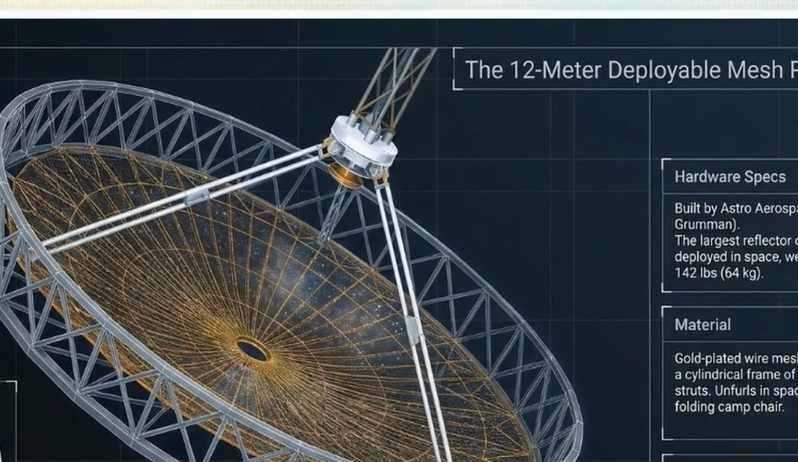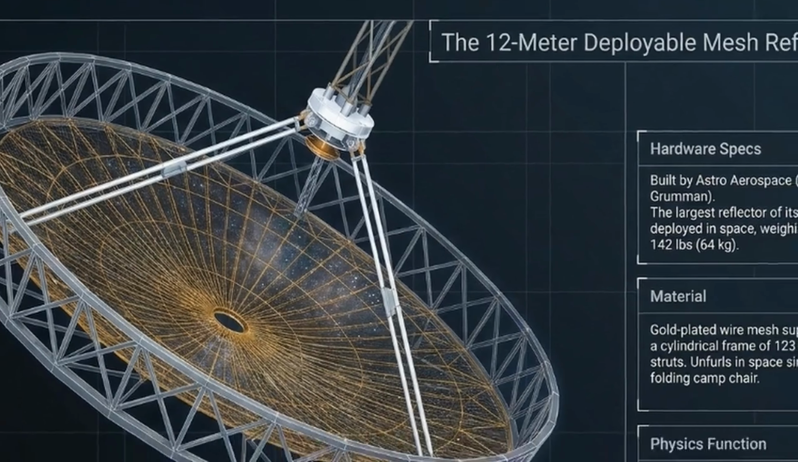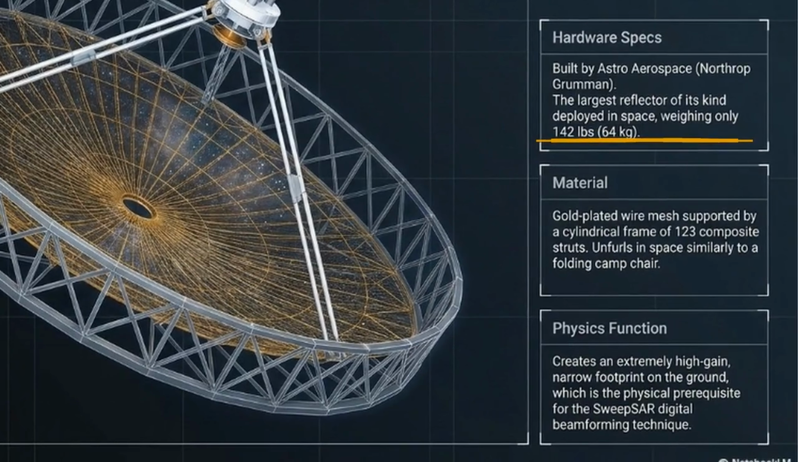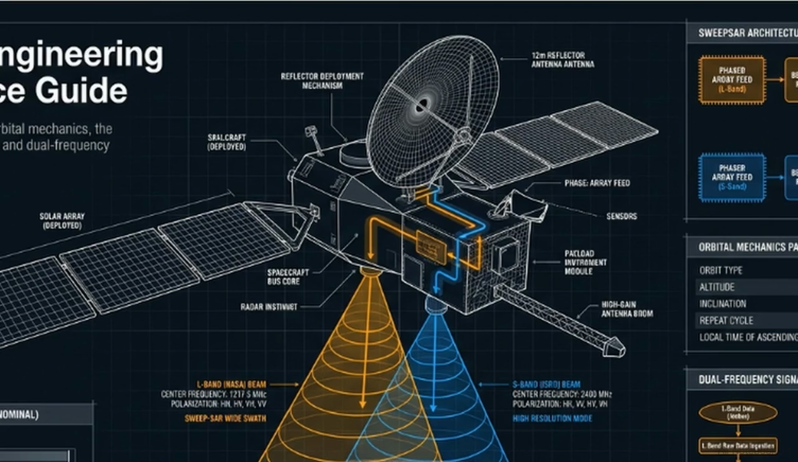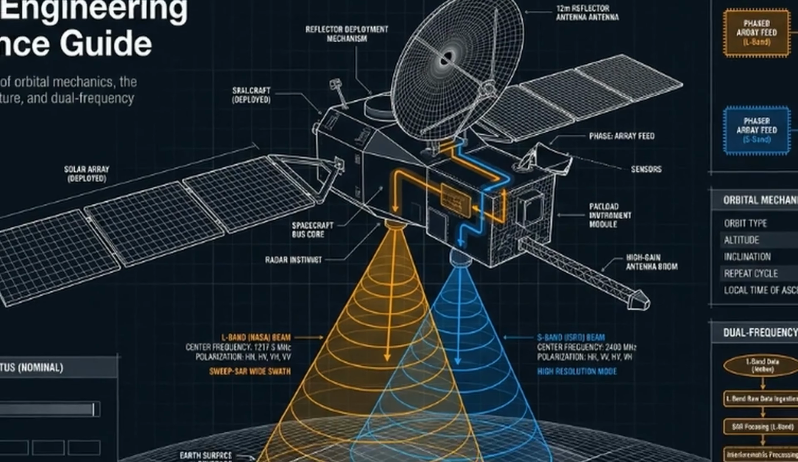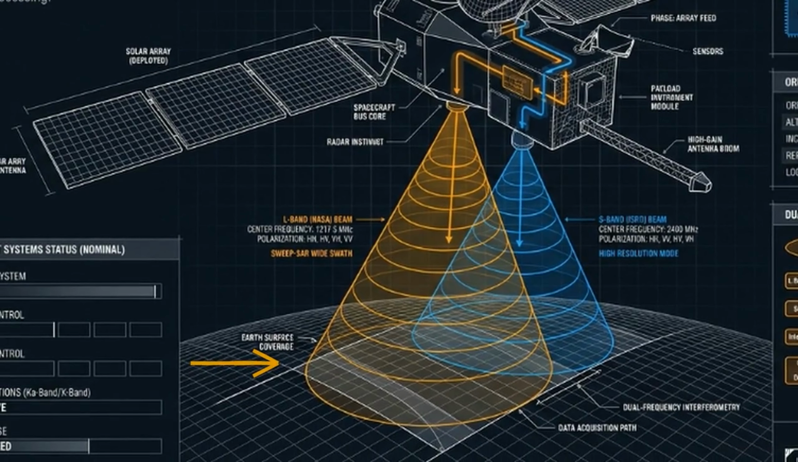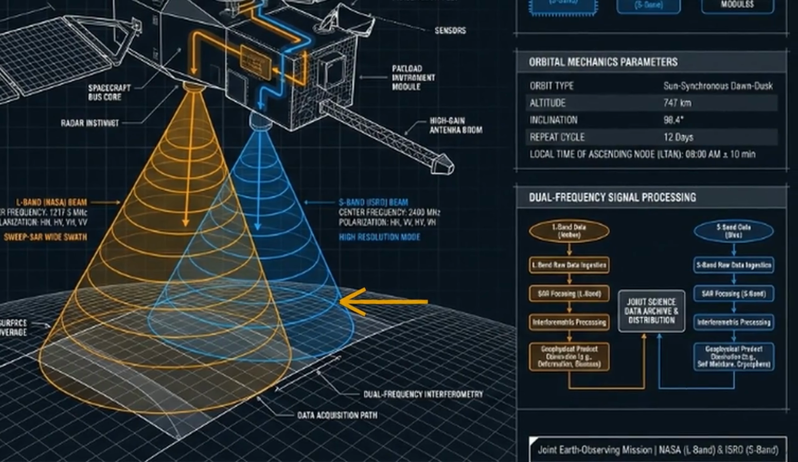The structure relies on a 9-meter composite boom extending out to a 12-meter deployable mesh reflector, the largest of its kind ever launched. This shows the dual-frequency observation geometry. The payload fires two overlapping cones of energy on a shared physical aperture. The gold outer cone represents NASA's L-band radar to penetrate forest canopies, while the inner blue cone is ISRO's S-band radar for tracking ground surface shifts.